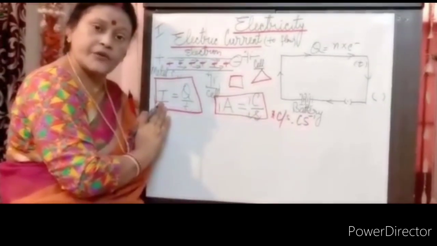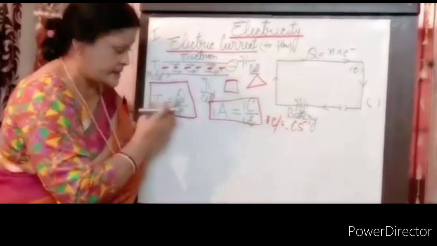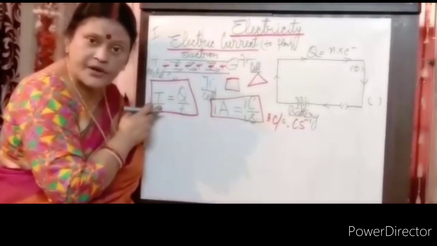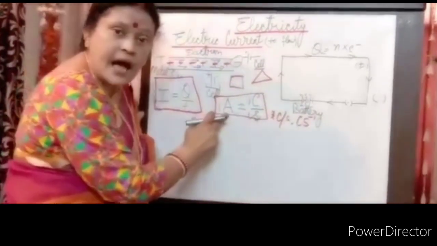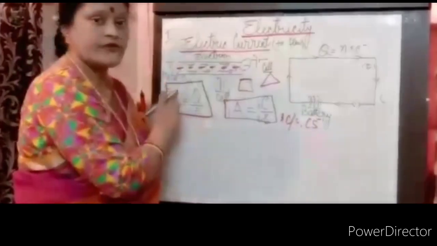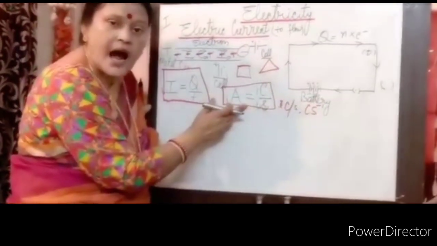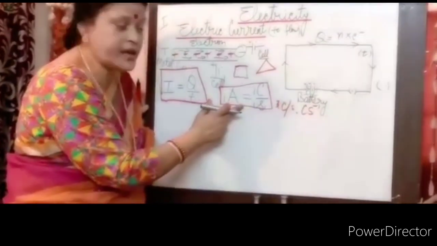Now, what is the meaning of unit? It represents the numerical value. It also represents the physical quantities which can be measured. The unit of current is ampere, after the name of the scientist Andre Marie Ampere.